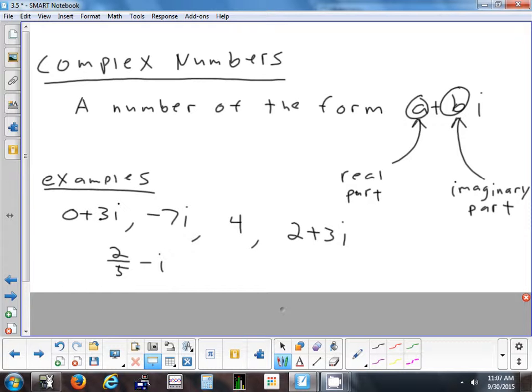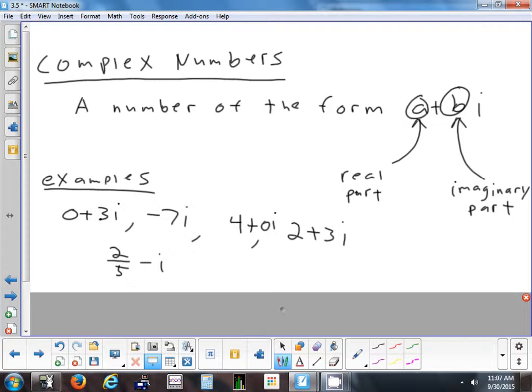How about the second one, 4? What part is it missing? It's missing the imaginary part, so what would that be? You could think of it, if you want, as 4 plus 0i. The real part's 4, imaginary part's 0. The next two actually have both parts. In 2 plus 3i, your real part is 2, imaginary part is 3. The next one, the real part is 2/5.